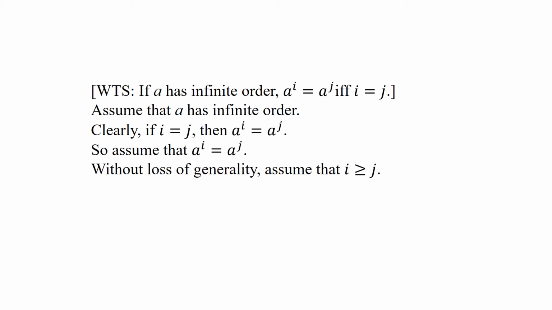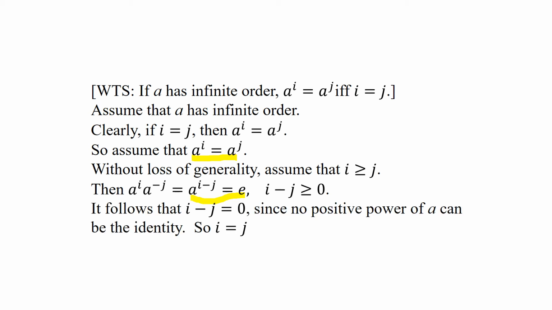I don't know i and j. I don't know anything about them, but I do know in general that if I have two integers, one of them must be greater than or equal to the other. So without any loss of generality, I'm going to call i the one greater than or equal to j. I multiply both sides of this by the inverse of a to the j, which is a to the minus j, and I get that a to the i times a to the minus j is the identity. And using my laws of exponents, that tells me a to the i minus j is the identity, and because of my assumption, I know that i minus j is greater than or equal to 0.